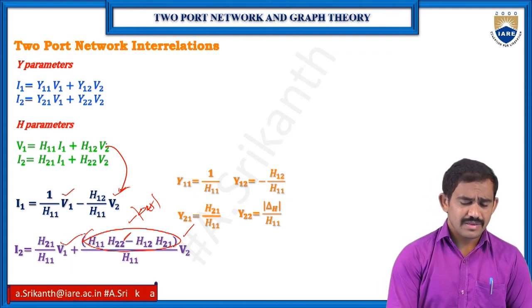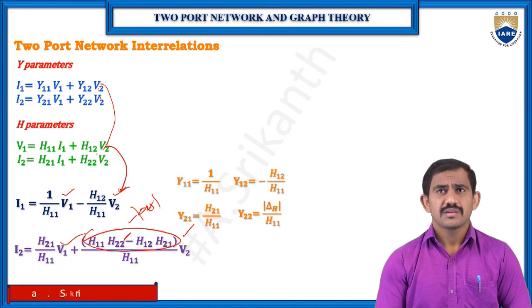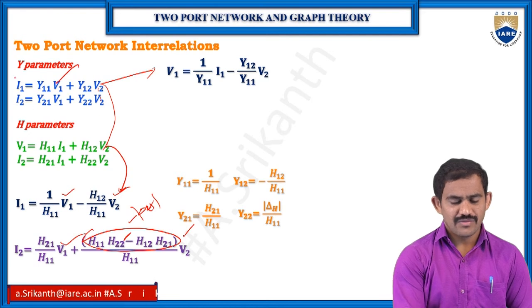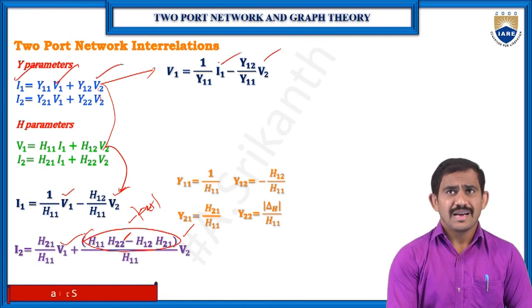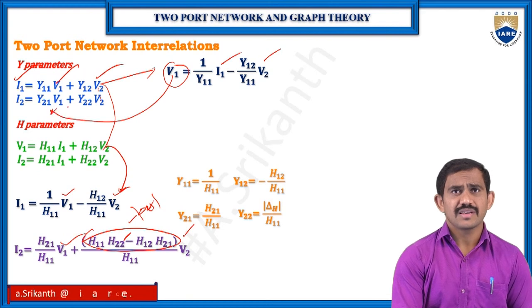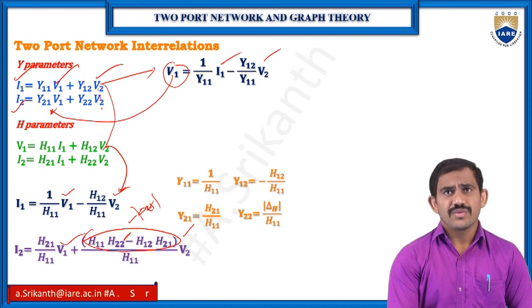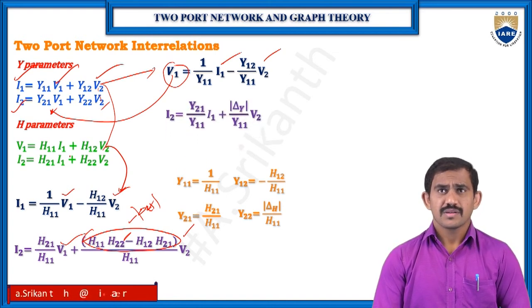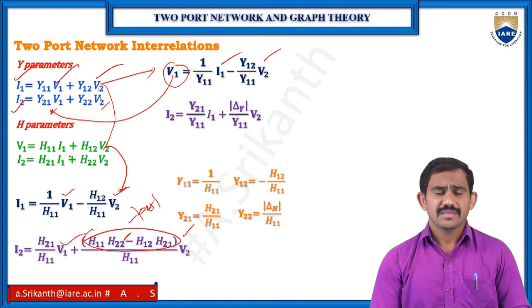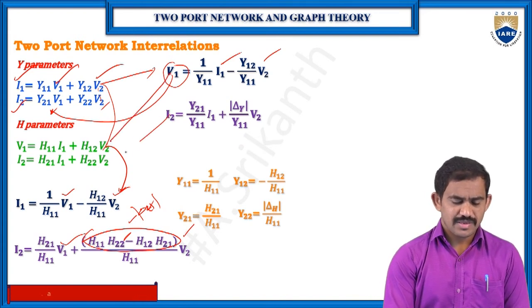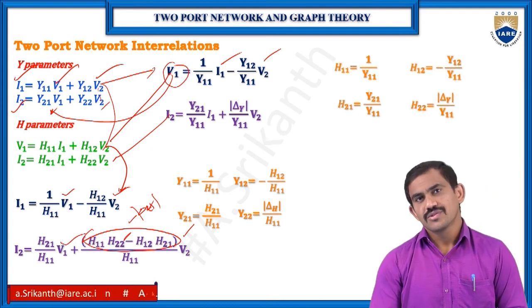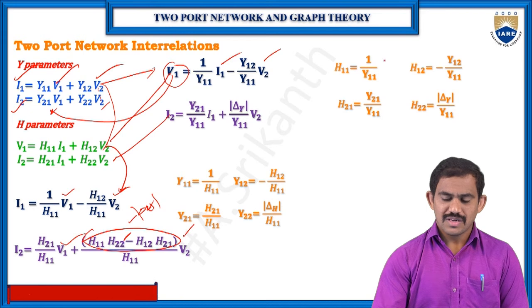So again, compare these two equations. Now from this equation, V1 in form of I1, V2, and V1 substitute in this equation, we will get I2 in form of V2 and I1. Now we have those values. Now compare with your Y parameters and H parameters. Now we have H11 value, H21 value, H22 value, H12 value. So these are those values. Compare where you have the minus, where you have the plus.